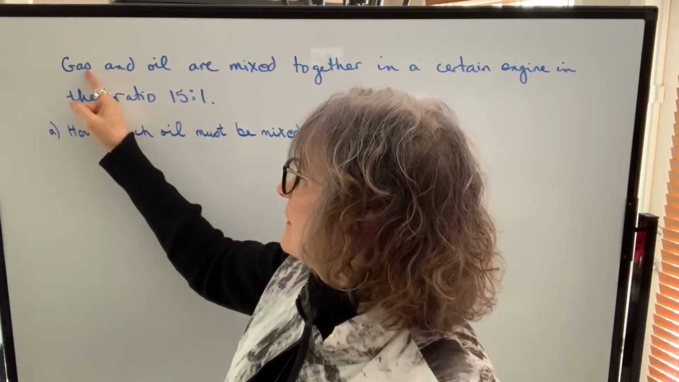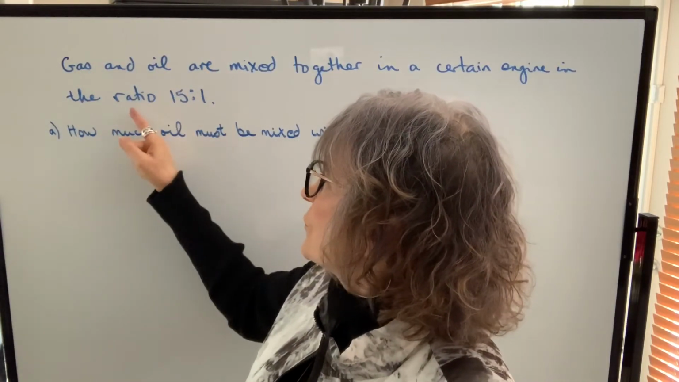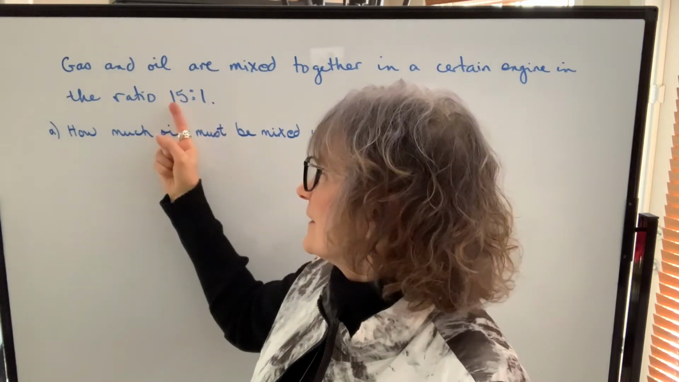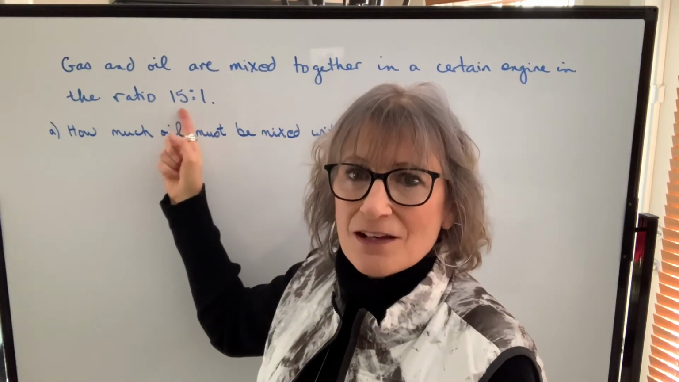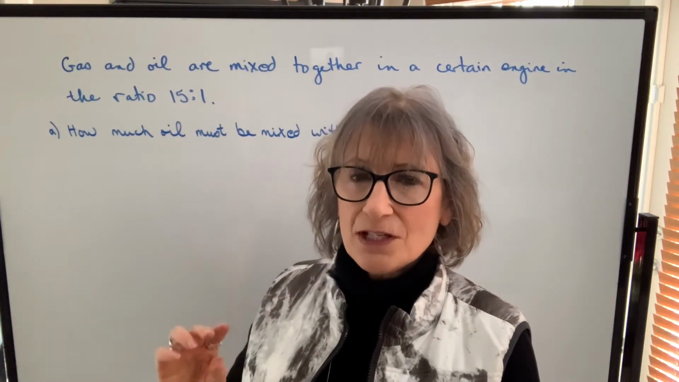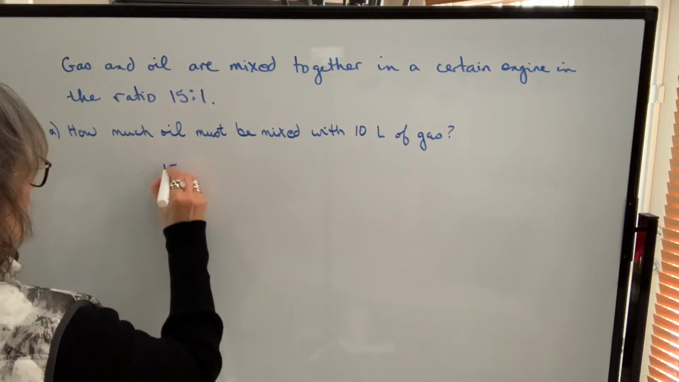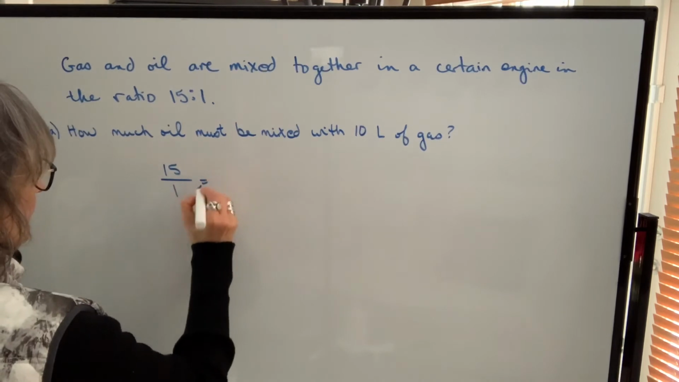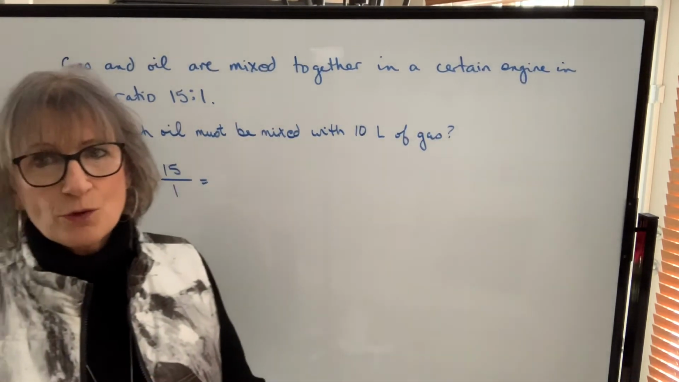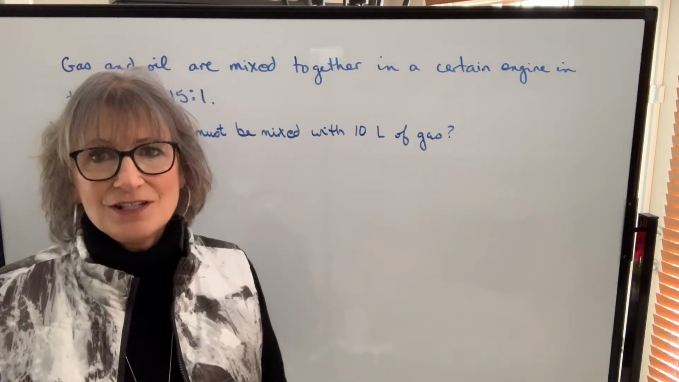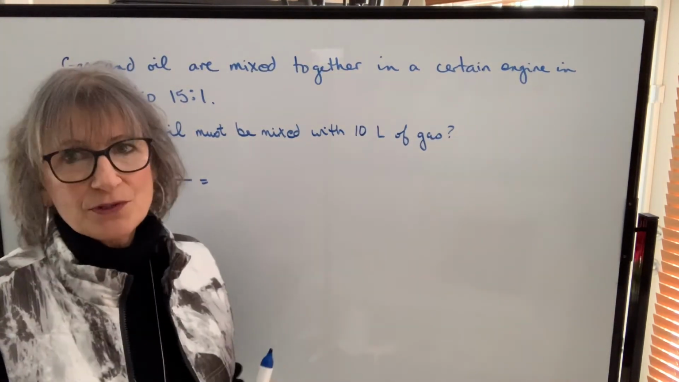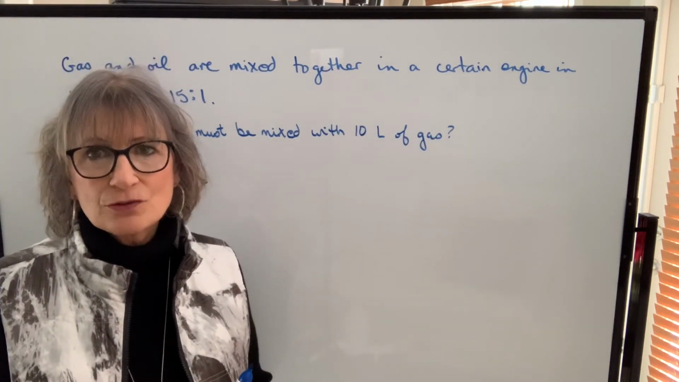When it's written in this form, gas and oil are mixed in a ratio of 15:1, that means that for every 15 parts of gas, there's 1 part of oil. So you have to keep the order correct. And if we have a ratio of 15:1, we can write that as a fraction. The ratio of gas to oil has to stay the same in that engine. When we mix 10 liters of gas with a certain amount of oil, we have to keep that ratio.